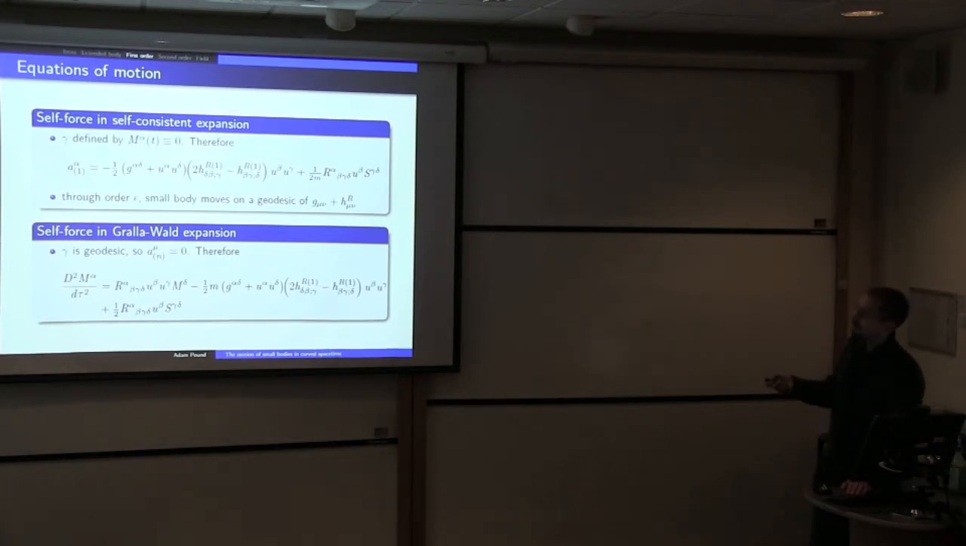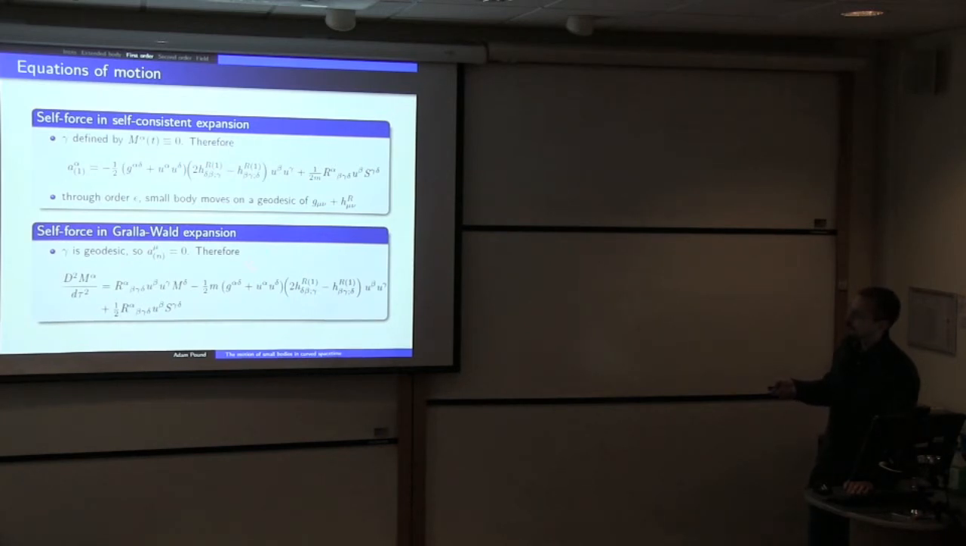I won't go into the details, but despite having defined my regular field in a very particular way, I can actually show order by order that it agrees exactly with the Detweiler-Whiting definition, even though they're defined quite differently. Or it seems as though they're defined quite differently. So that's the self-consistent case.